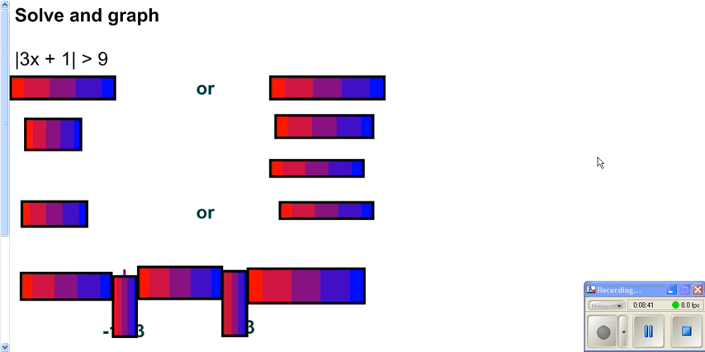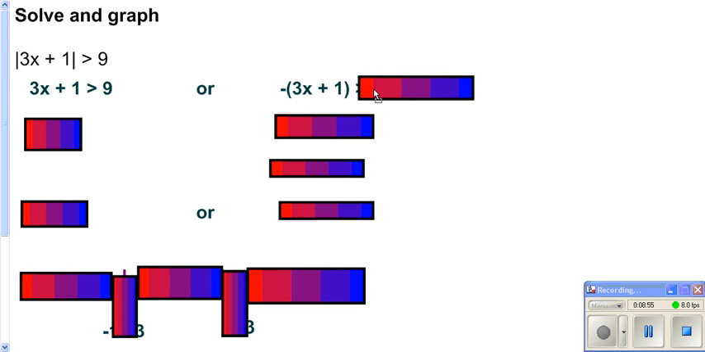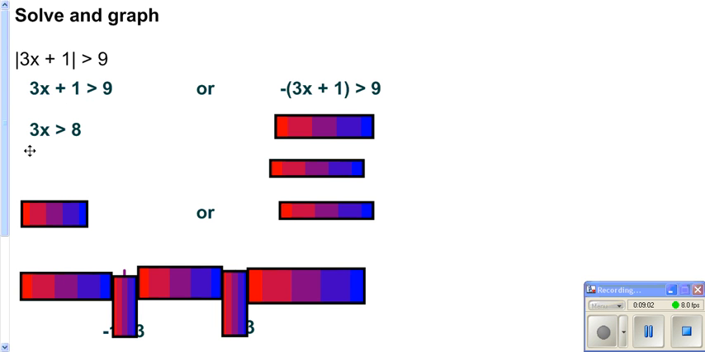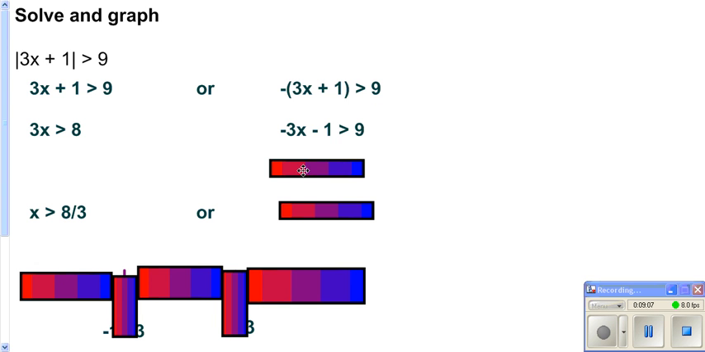Here you have absolute value followed by greater than. So you have to write it as two separate inequalities. The first one is just like what it is without your absolute value. The second one is you take the opposite of what was in the absolute value, still greater than your 9. Now you just solve each one. So you're going to have to subtract a 1, divide by 3. Here you're going to distribute through your -1. Now you're going to have to add your 1, divide by your -3. Remember to switch your inequality sign.